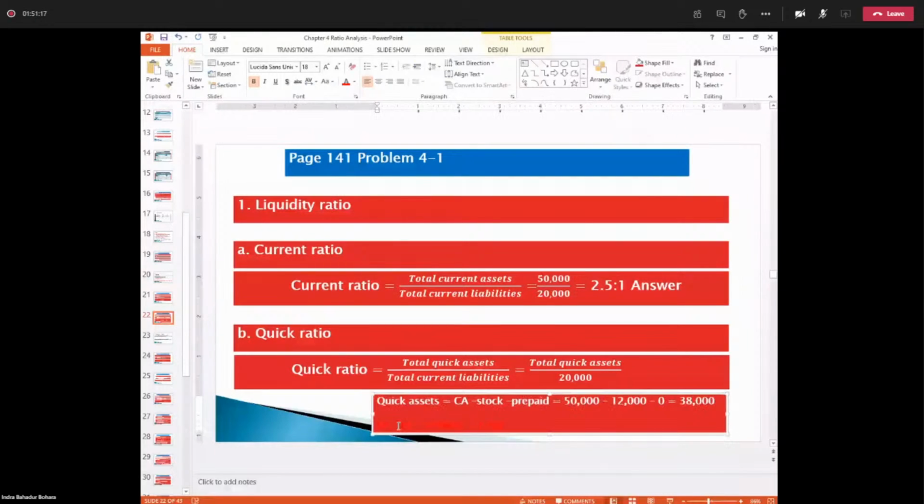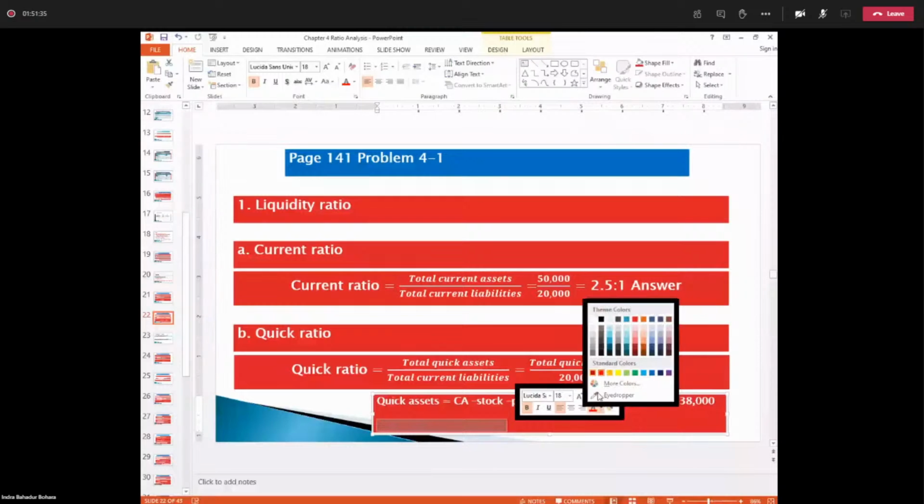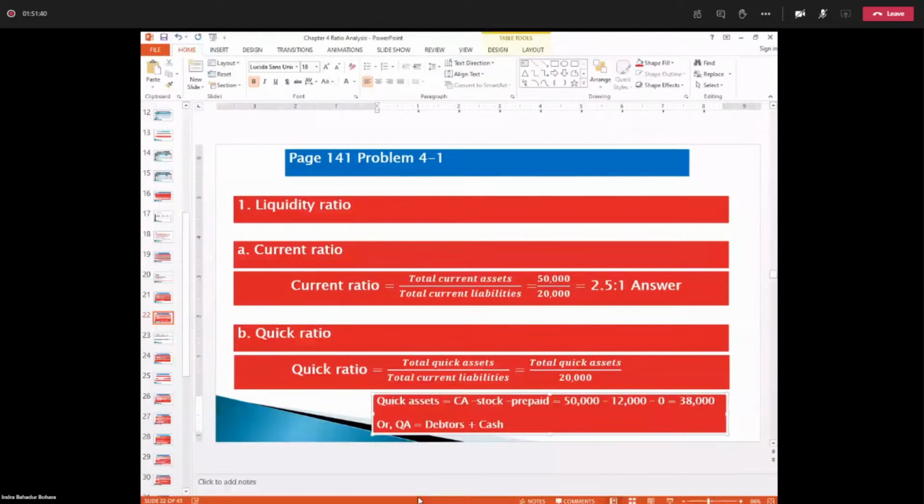Or in other words, what is quick asset? What is the meaning of quick asset? Those current assets which can be converted into cash, except stock and prepaid. So don't include the stock and prepaid out of the current assets given. That is quick assets. In this example, except stock and prepaid, what current assets remain? Debtor and cash.